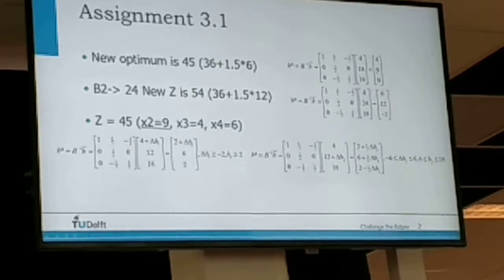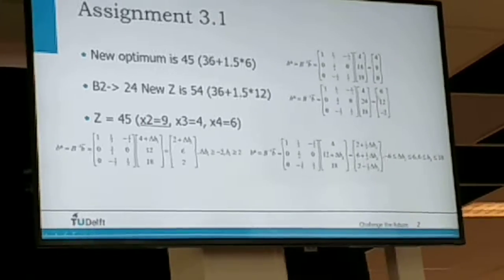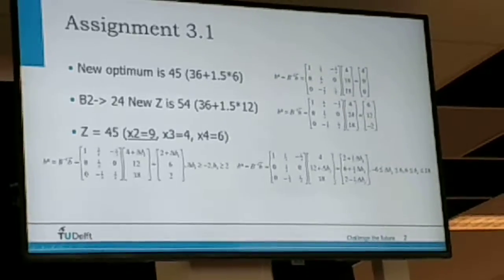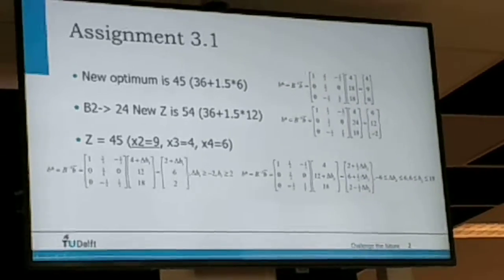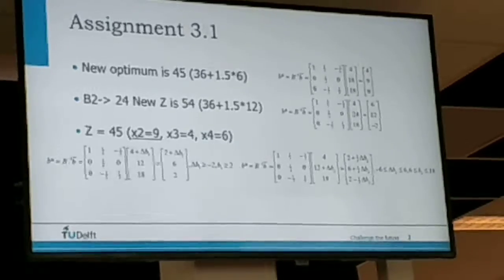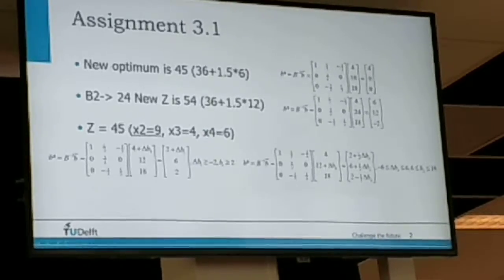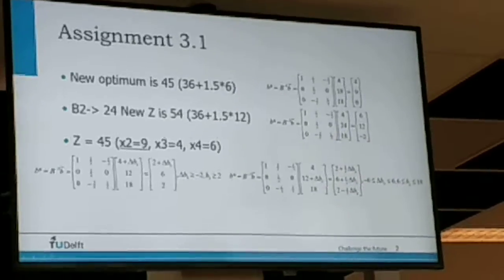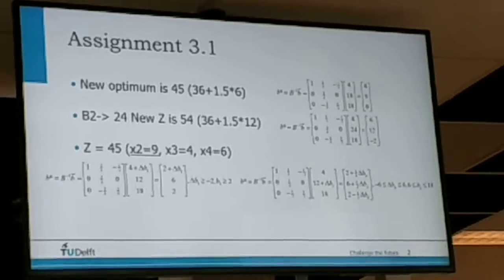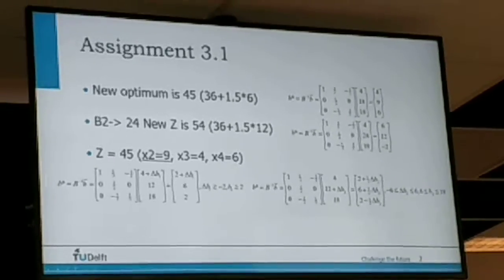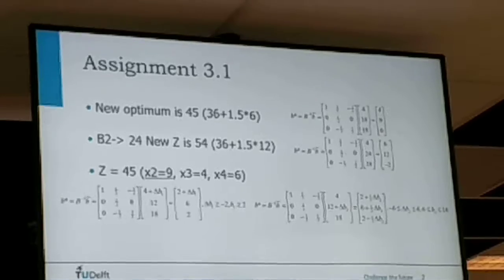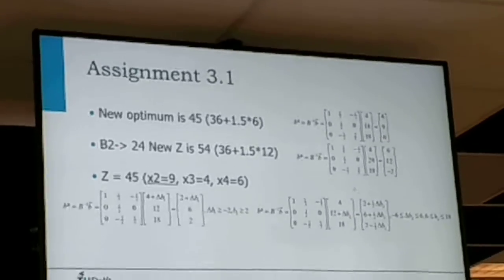So you see, we now have 4, 9, what is it? And we have a different 4, 9, 6. So we have a different corner point solution. However, x2 still has the same value, so it's still the same optimum, but it's a different corner point. And that's basically what we get after we've solved it again.